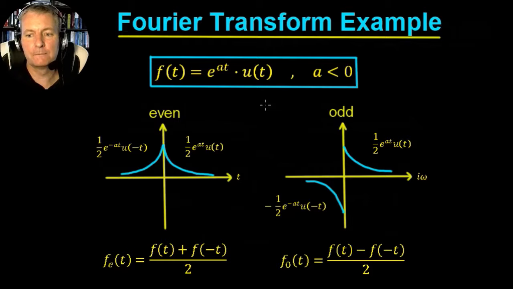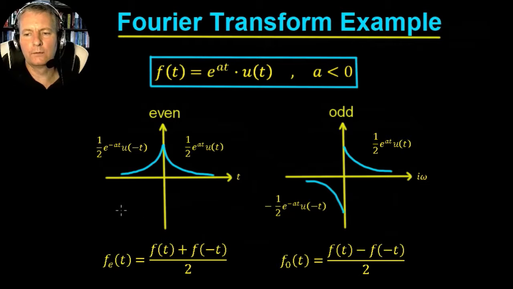And then we'll just find the Fourier transform of this and make a comparison to see they are in fact the same. So we can work out the even and odd components of this function as we've seen before. The even component is given by f of t plus f of minus t upon 2. So that gives us on the left hand side a half e to the minus at times u of minus t, and on the right hand side a half e to the at times u of t. And the odd component is going to give us a half e to the at u of t and minus a half e to the minus at u of minus t. So you can add these up and see that you get back to this function here.